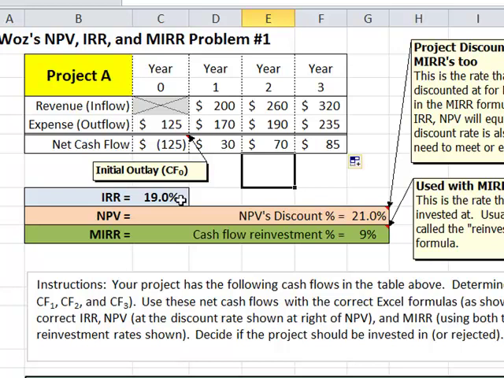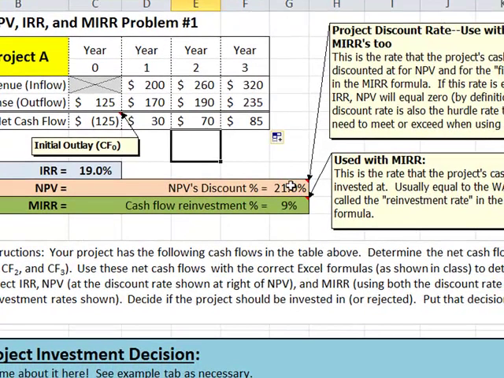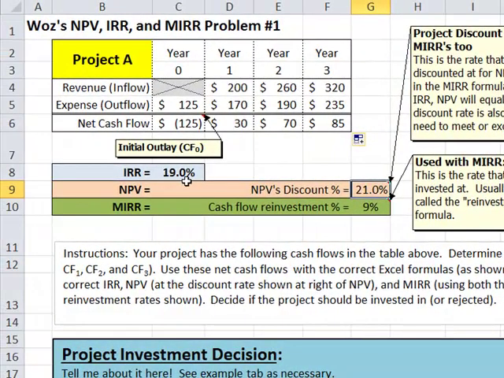Imagine that. Let's quickly take a look here. If our project's rate that we're going to use in the NPV that we've not done yet is 21%, and our IRR is 19%, most likely our business decision is to reject the project because it does not exceed the 21% hurdle. One of the problems with IRR, if there are abnormal cash flows, which there are not in this scenario, there can be more than one answer.